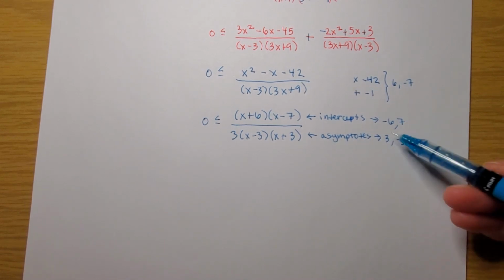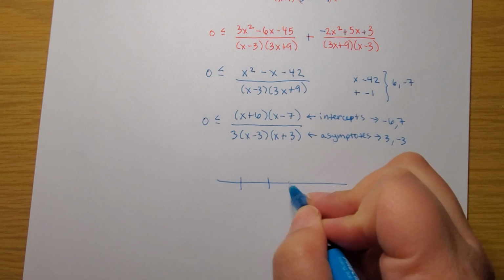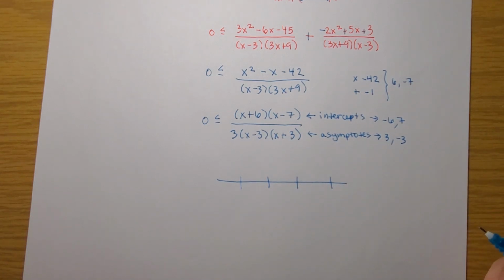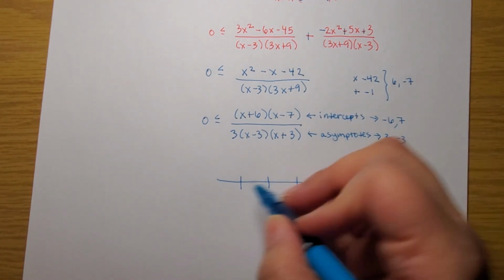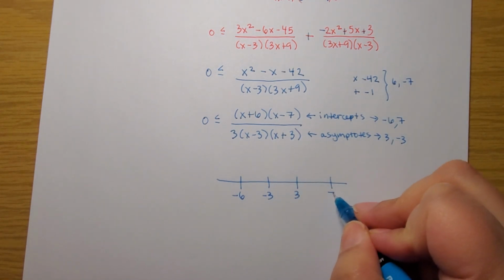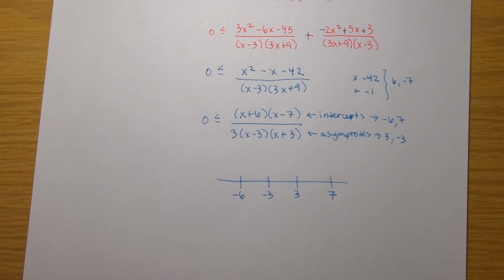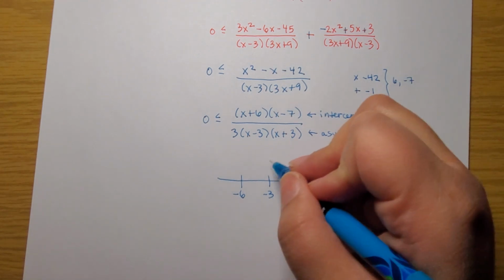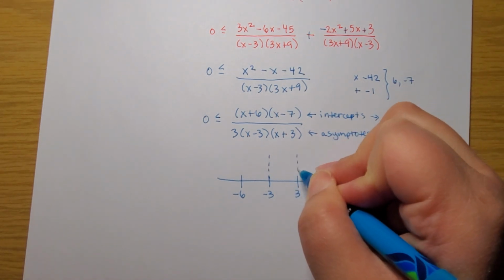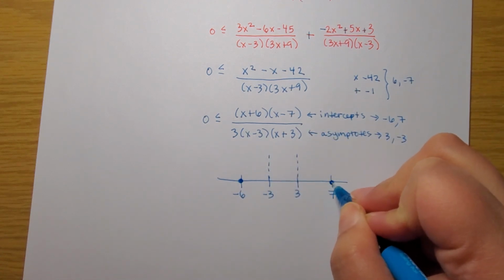So I'm going to have 4 spots on my table of signs. And I want to put them in numerical order. So negative 6, negative 3, positive 3, positive 7. And with rational expressions, it's really important to know where my intercepts are versus where my asymptotes are. So I'm going to put little dotted lines to indicate my asymptotes, and I'm going to put points to indicate my intercepts.